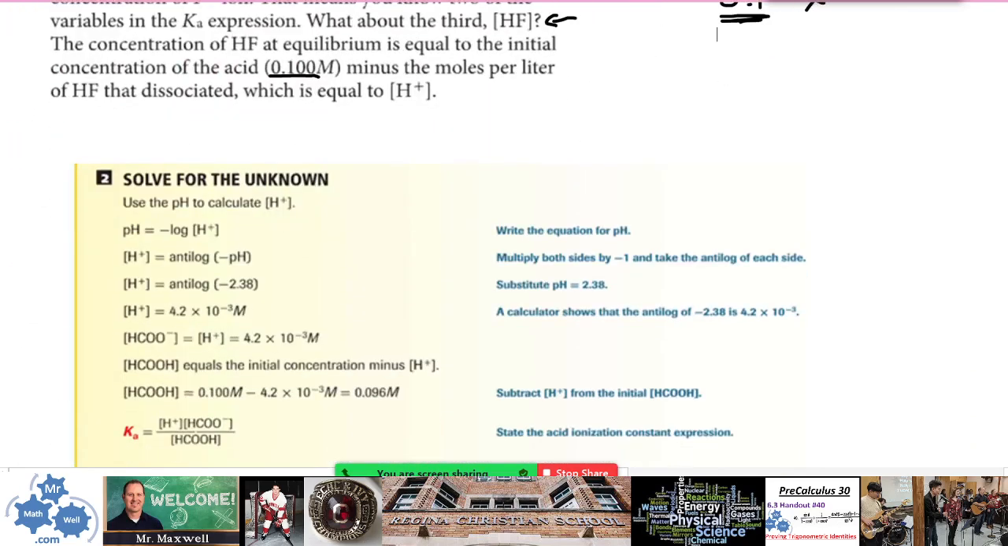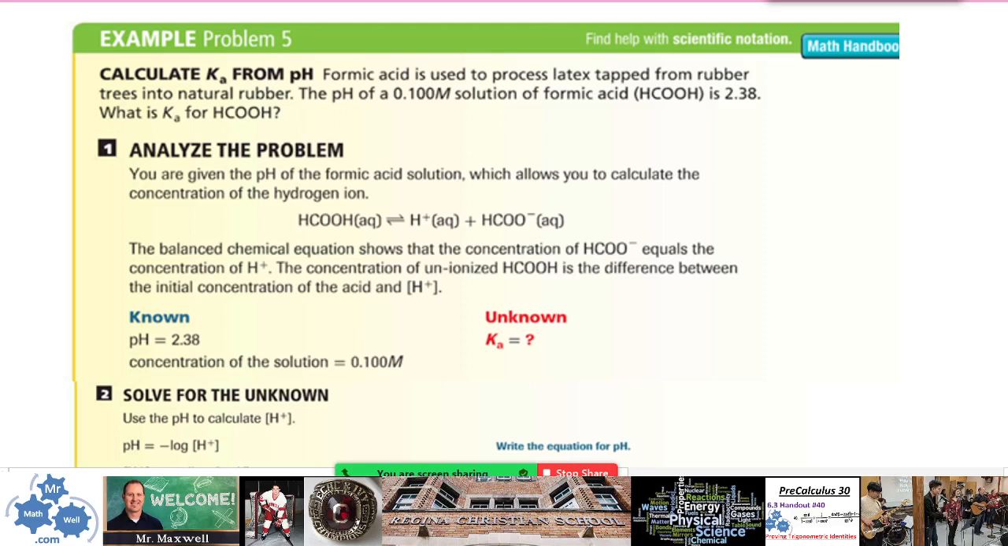Give me a second. So on page 657, example problem 5 says this: calculate Ka from pH. So we'll do this type of question first, and we'll do a second type of question to finish off this little mini lesson. So calculate Ka from pH. Formic acid is used in a process to convert latex tapped from rubber trees into natural rubber. The pH of a 0.1 molar solution of formic acid, HCOOH, is 2.38. What's the Ka? Okay, so it's a weak acid.